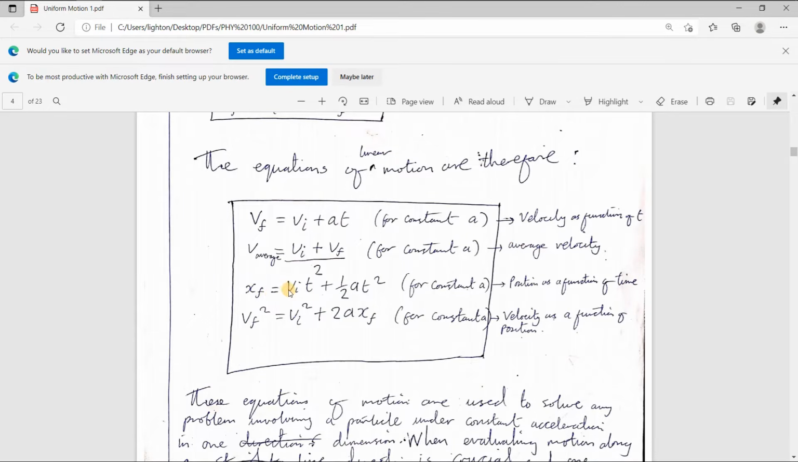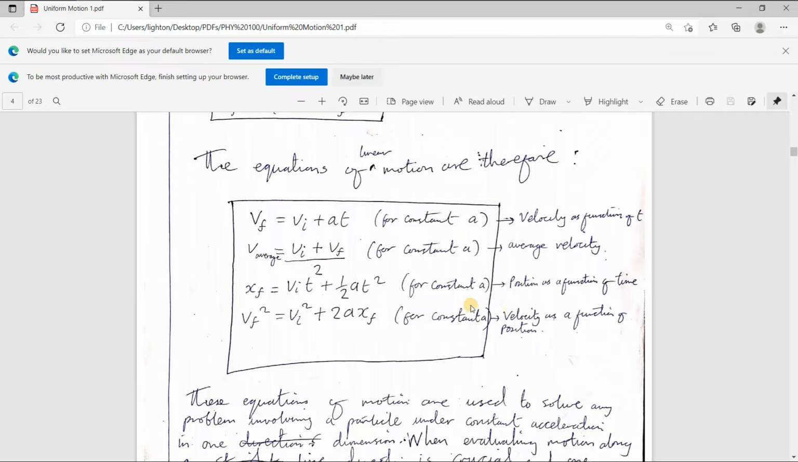And x final is equal to Vit plus half AT squared. This is another equation relating position, which is x final, as a function of time. The first one is just relating velocity as a function of time. This one is relating position as a function of time. And here we have velocity as a function of position, which is v subscript f squared equals vi squared plus 2a x final.